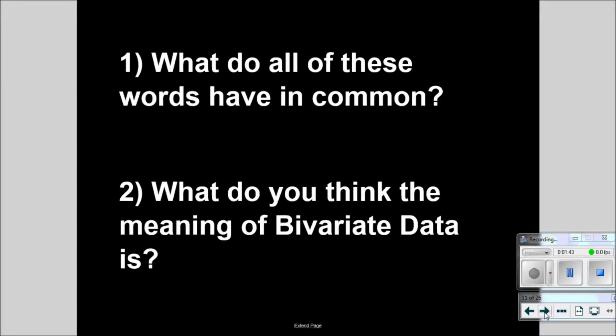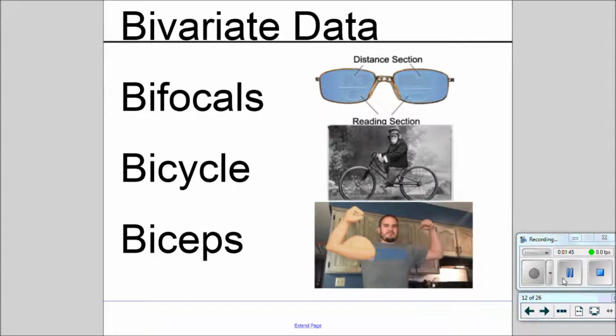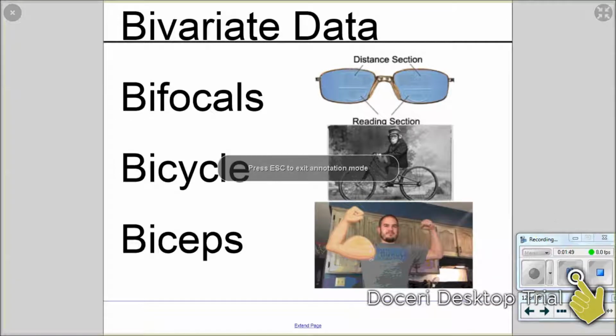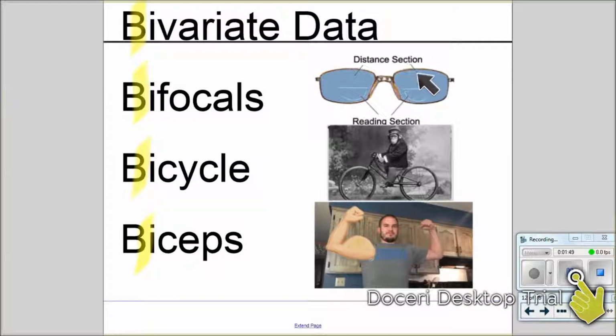All right, so let's see how we did. If we look at what we have here, all of these words have the same prefix. We have bivariate data, bifocals, bicycle, and biceps. Also, all of these words have something that means two. Bifocals meant two lenses, one for seeing up close and one for seeing in the distance. Bicycle meant two wheels.